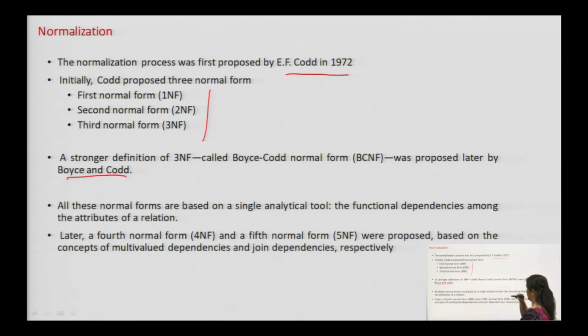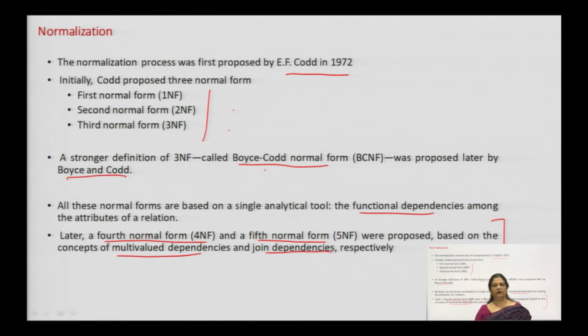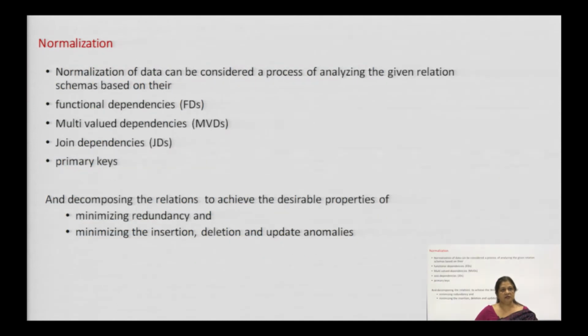Then he introduced with Boyce a new normal form, which is a stricter form of 3NF called the Boyce-Codd normal form. The second, third and the Boyce-Codd normal form are based on an analytical tool which is called a functional dependency. After that, two more normal forms, the fourth normal form based on multivalued dependencies and the fifth normal form based on join dependencies were introduced. And we will be studying all these normal forms in detail.